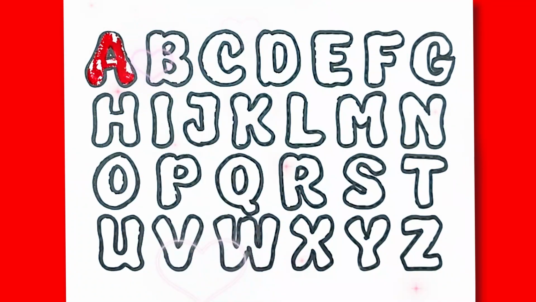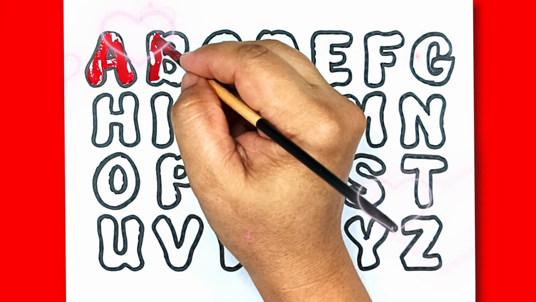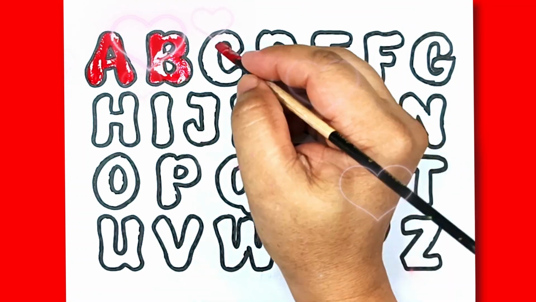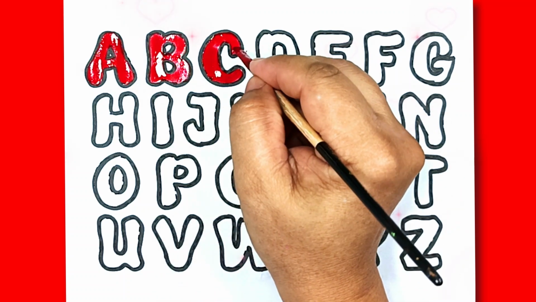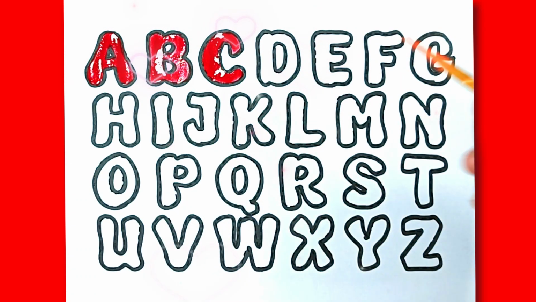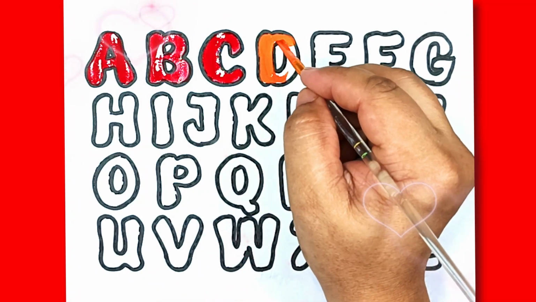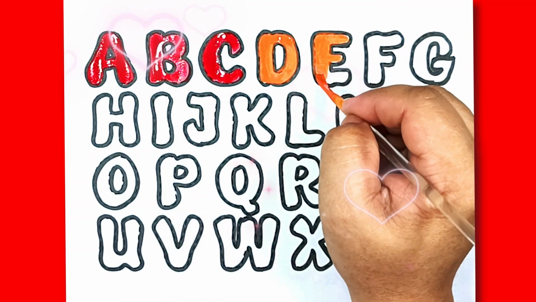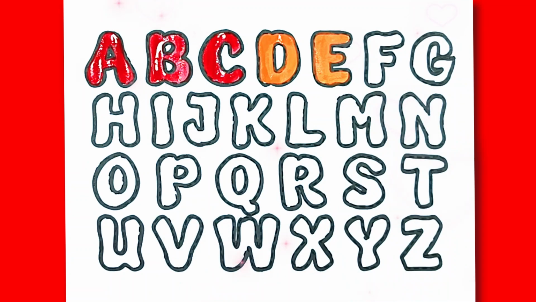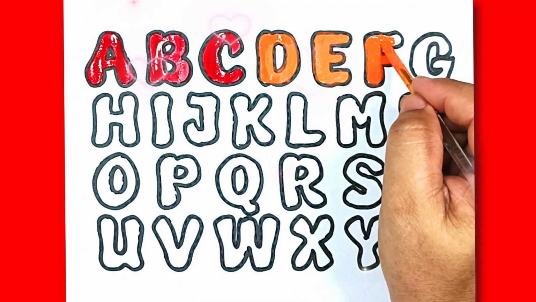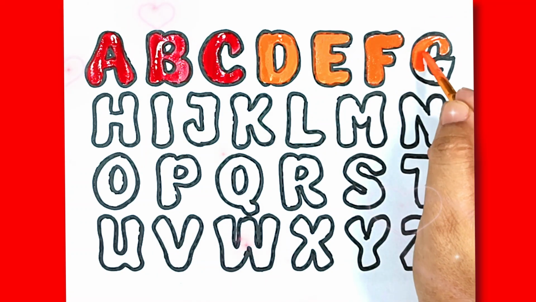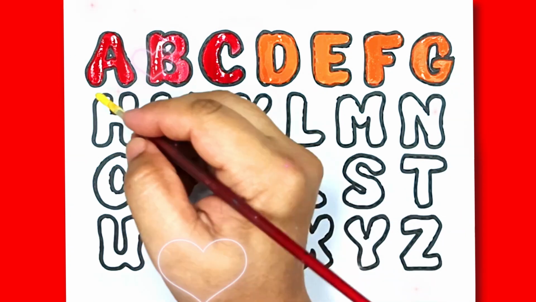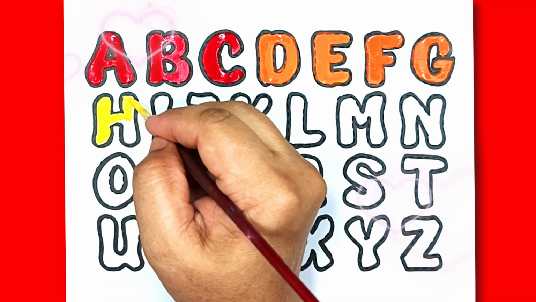A, A for apple. B, B for banana. C, C for car. D, D for drum. E, E for eagle. F, F for frog. G, G for giraffe. H, H for horse.